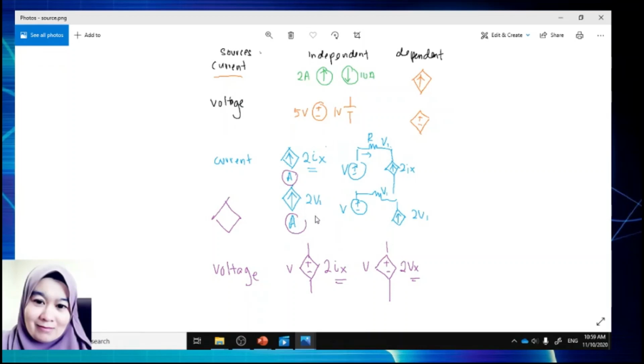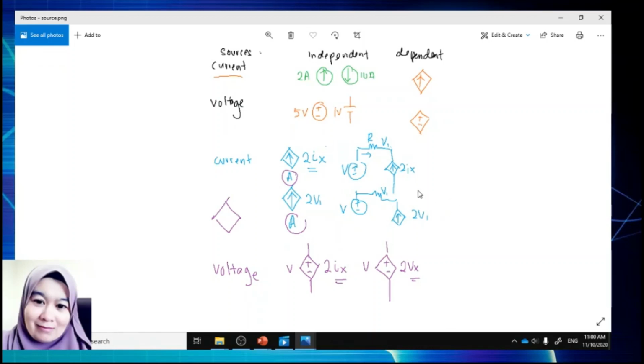Next, how about this? This is current, and this one is voltage. So this one is current dependent on voltage. What is the unit here? The unit is still ampere, because inside here is the symbol of current. So where are Ix and V1? You need to find them in the circuit.